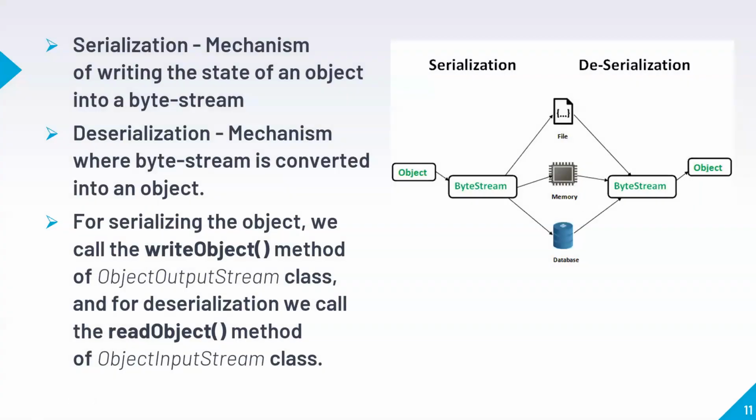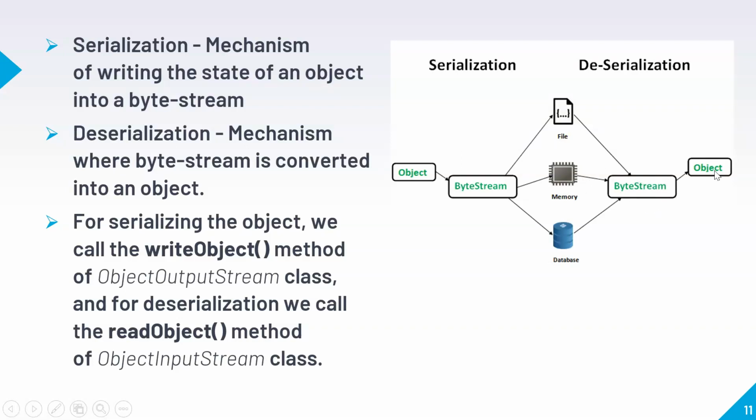If you see this picture, an object is converted into a byte stream, and then you store it in some persistent storage, say a file, memory, or it could be a database. Later, when you want to use that particular data and you fetch it from the memory, file, or database, it will be a byte stream, right?